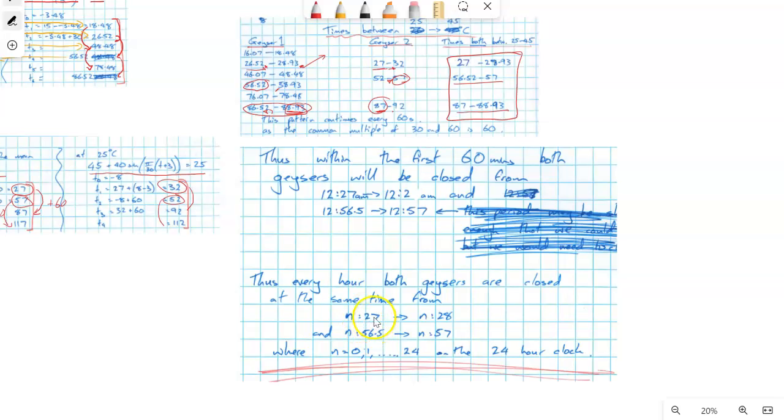It's repeating itself every 27th minute of the hour, and every 28th minute of the hour it's going to be closed from there to there, and it's going to be closed every 56.5 minute to 57, okay, where n is every hour.